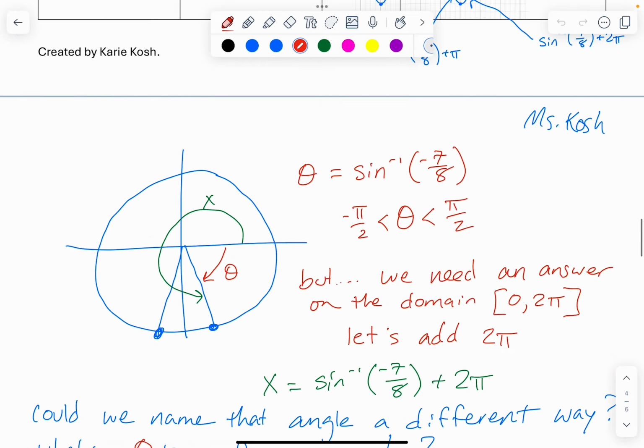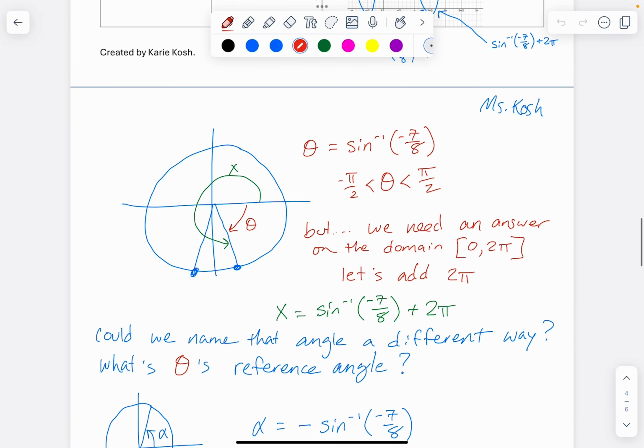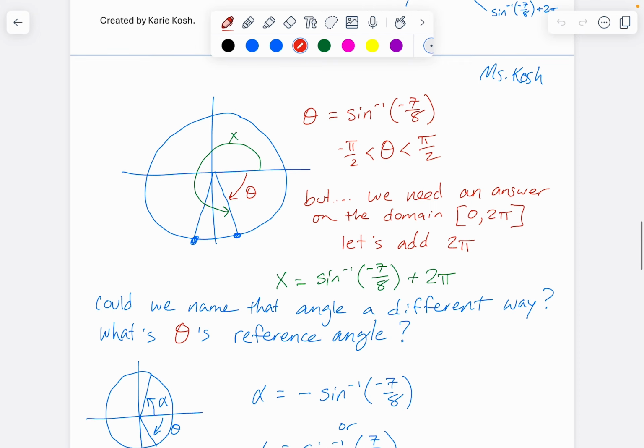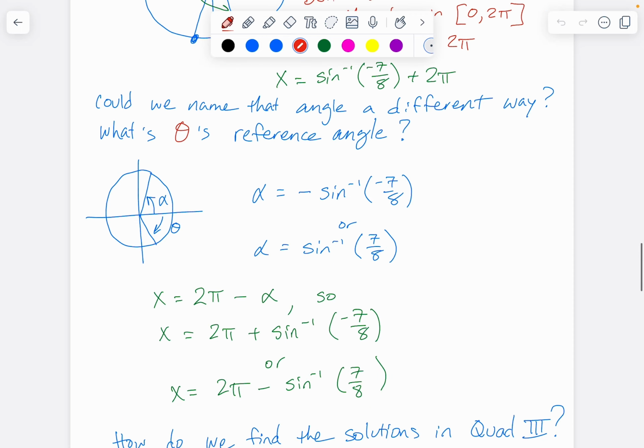Let me see if I wrote this out for my answer key. I said that theta would be equal to the inverse sine of negative 7/8, but theta with the inverse sine has to live between negative pi over 2 and positive pi over 2. But we want our answer on the domain from 0 to 2 pi. So since it was in quadrant 4 and we got to quadrant 4 the negative way, we then have to figure out how to write it as something between 3 pi over 2 and 2 pi, which we did by adding 2 pi.